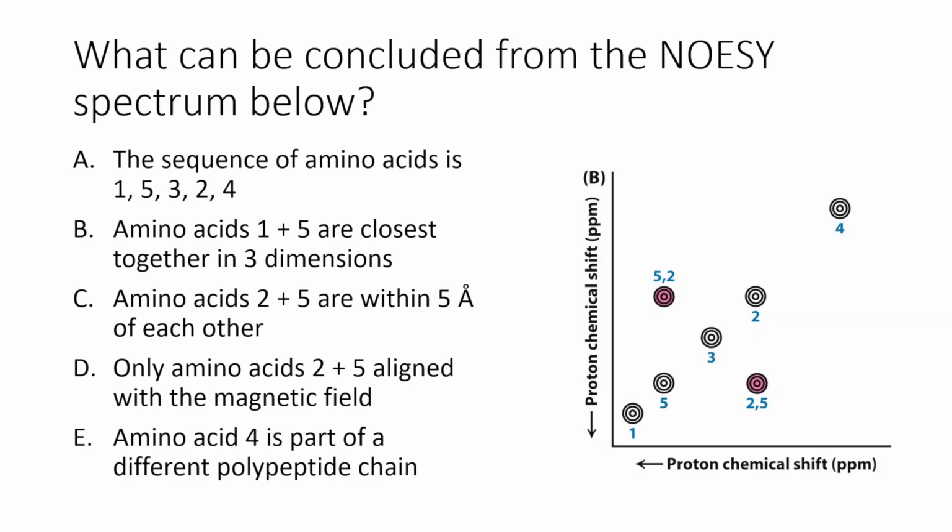Yeah, C. So this NOESY spectrum tells us that amino acids 2 and 5 are within 5 angstroms of each other. So how do you know that? What are we looking at when we look at the spectrum?